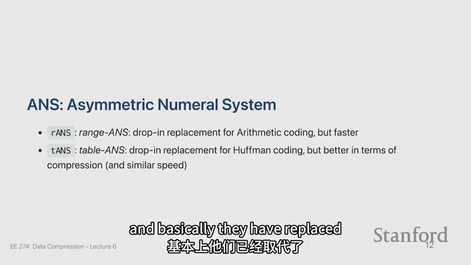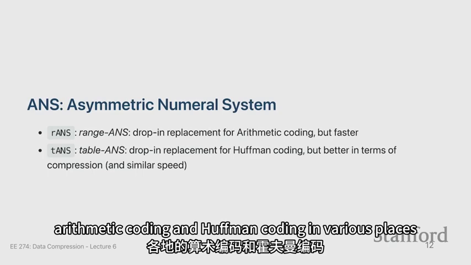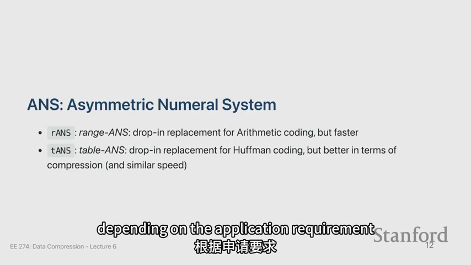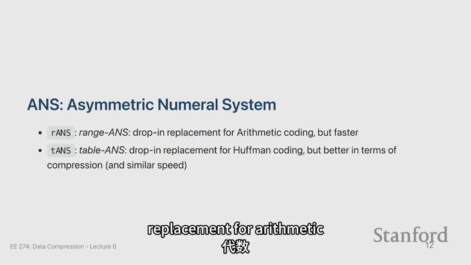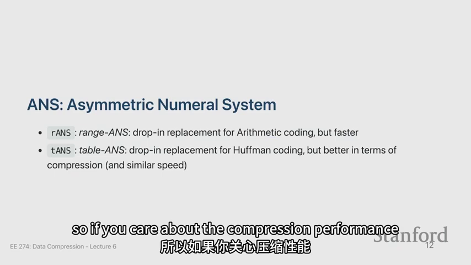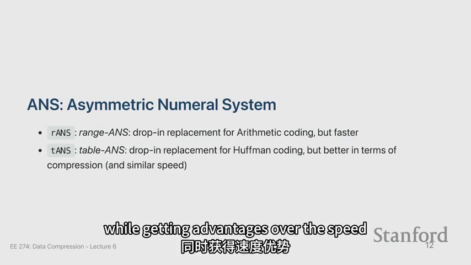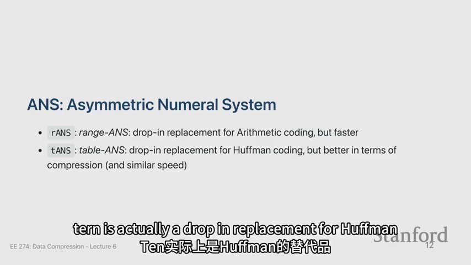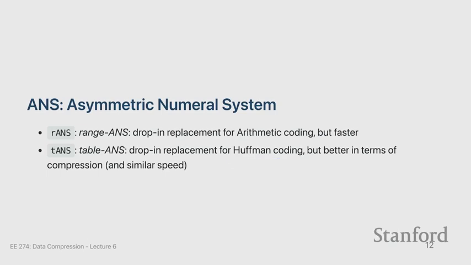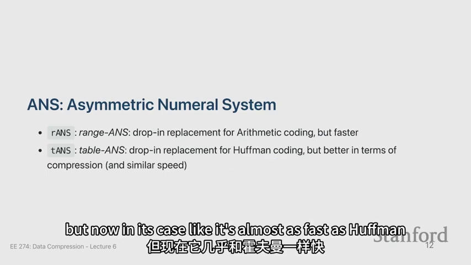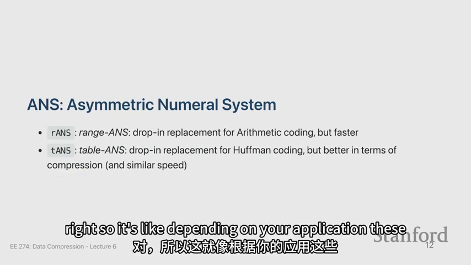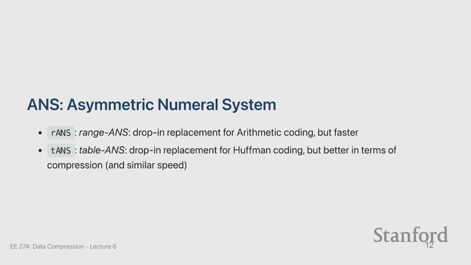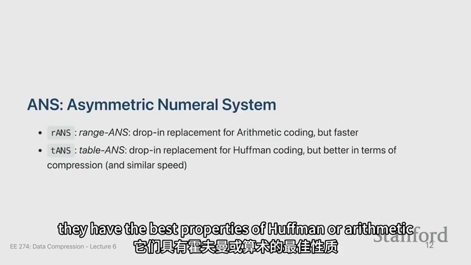They have replaced arithmetic coding and Huffman coding in various places depending on the application requirements. For example, RANS is a drop-in replacement for arithmetic coding, but faster. If you care about compression performance, you might want this while getting advantages in speed. Similarly, TANS is a drop-in replacement for Huffman coding, almost as fast as Huffman but with much better compression. Depending on your application, these algorithms are a clear win, as they have the best properties of Huffman and arithmetic coding.